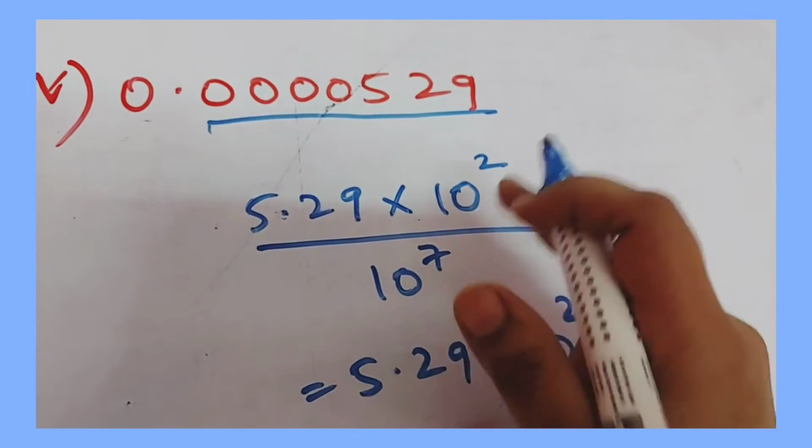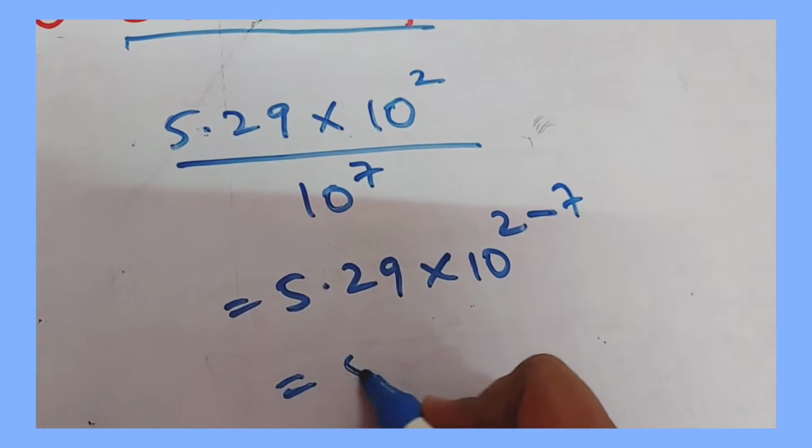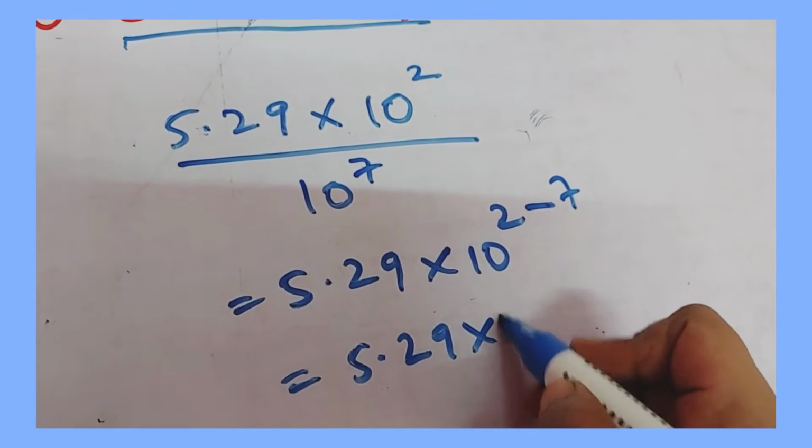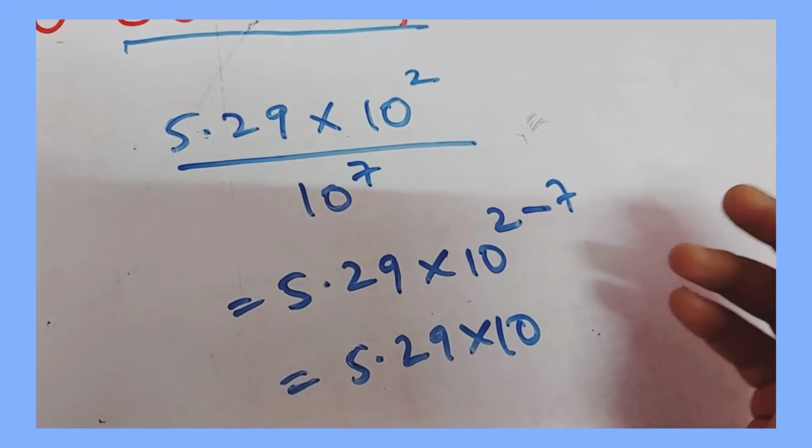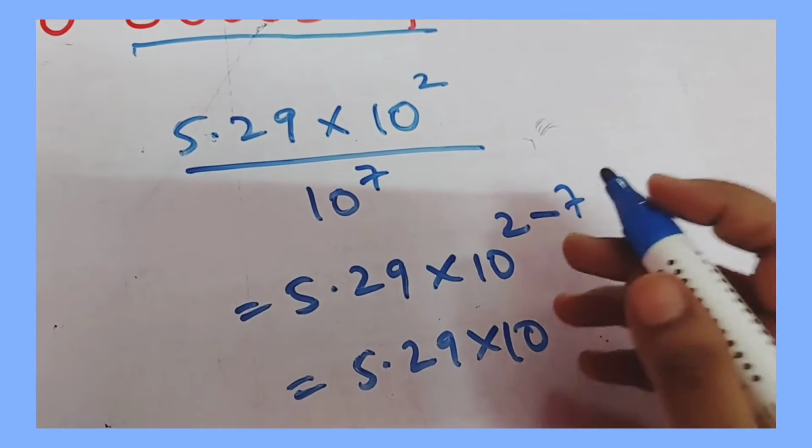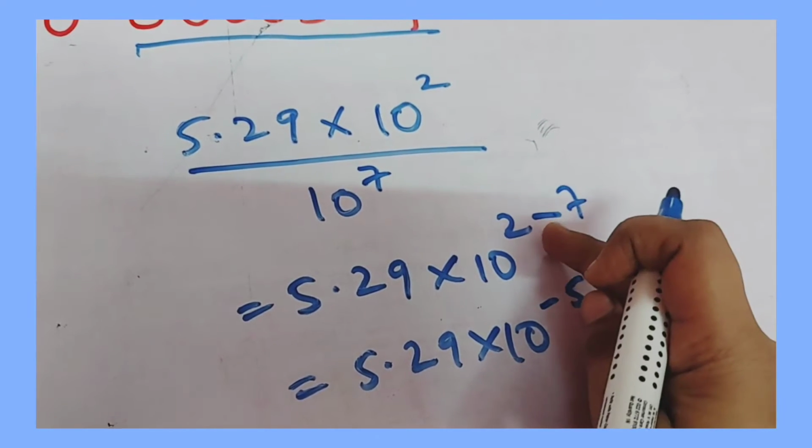You have to take this 10 common, 2 minus 7. So 5.29 into 10 to the power of, 7 minus 2 you have to do. It is 5. It is minus 5. The minus number is bigger here.